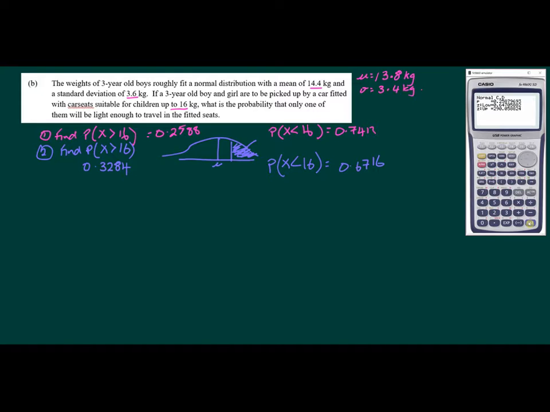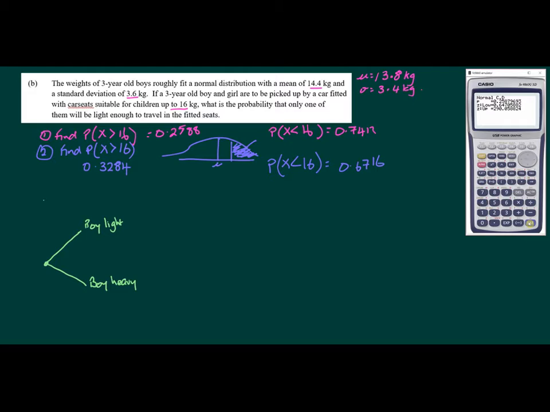Okay, so what we're going to do now is create ourselves a bit of a tree diagram, because what we're trying to find is the probability that only one of them will be light enough to travel in the fitted seats. Basically, either both are light enough, both are not light enough, or one or the other is. Some of you may not be that familiar with tree diagrams. Let's do the boys first: boy light enough, boy heavy, meaning too heavy for the car seat.